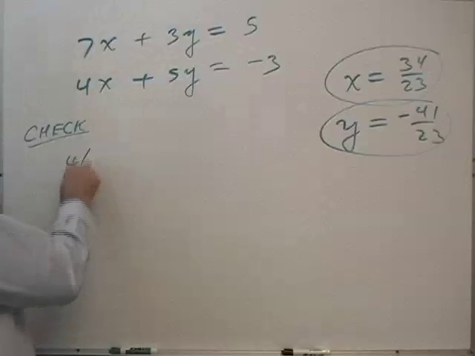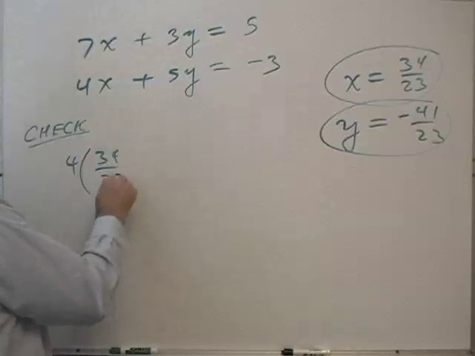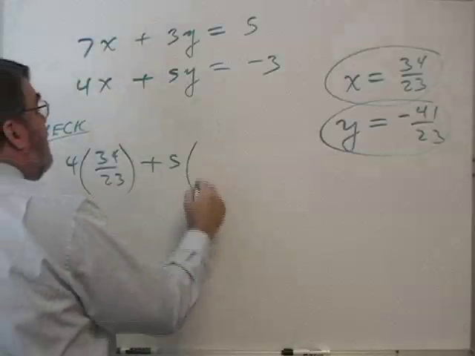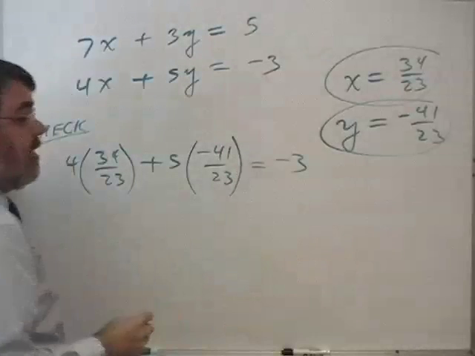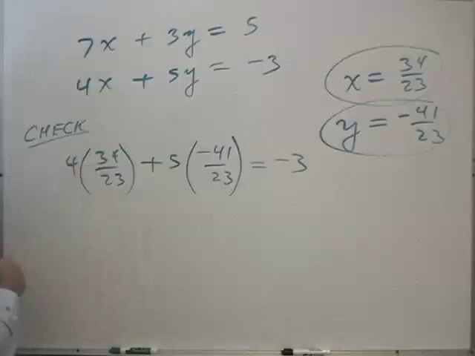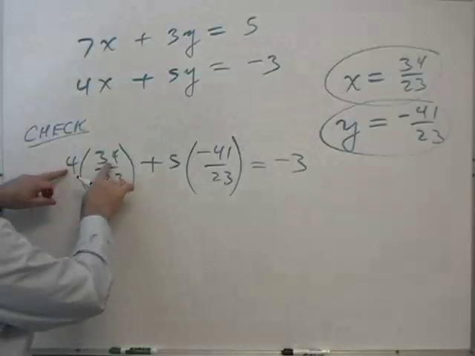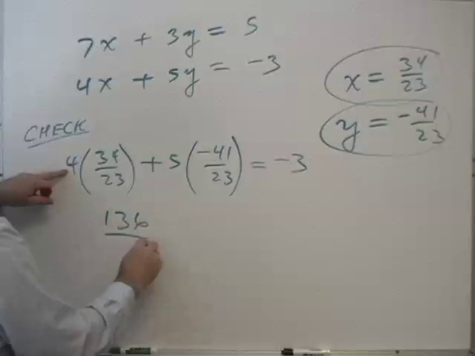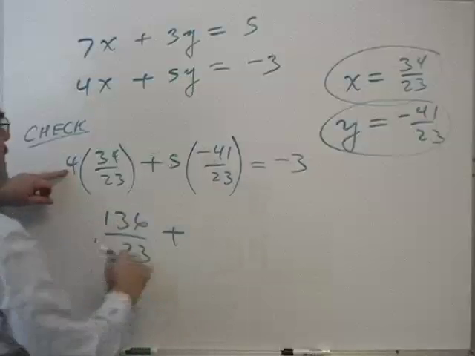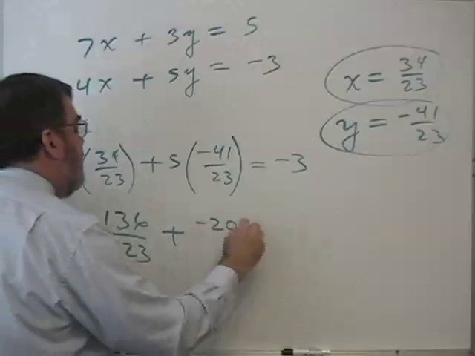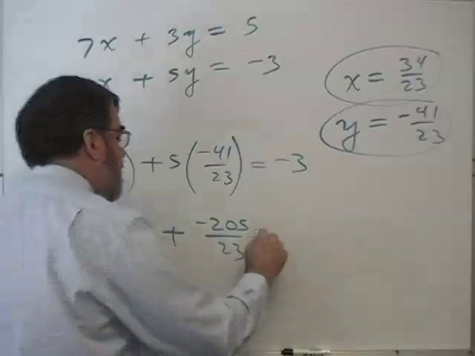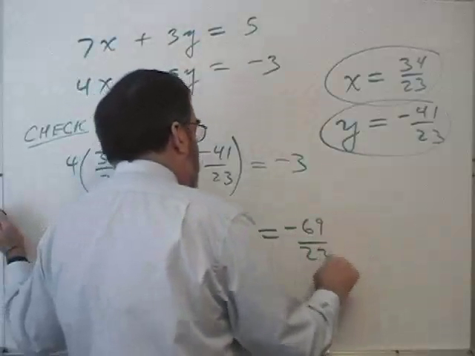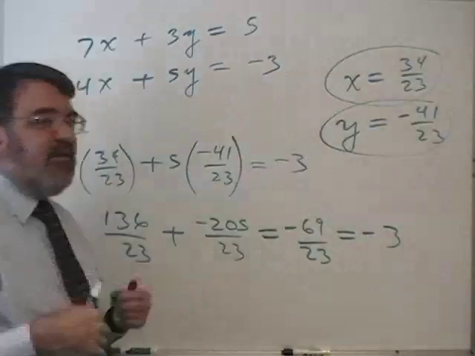And we have 4 times 34 over 23 plus 5 times negative 41 over 23 equals negative 3. All right, 4 times 34 is, I think we've done this before, that's 120 plus 16, 136 over 23. 5 times negative 41 is negative 205 over 23. So I have 136 and a negative 205. That would be negative 69 over 23. And that will reduce exactly to negative 3.